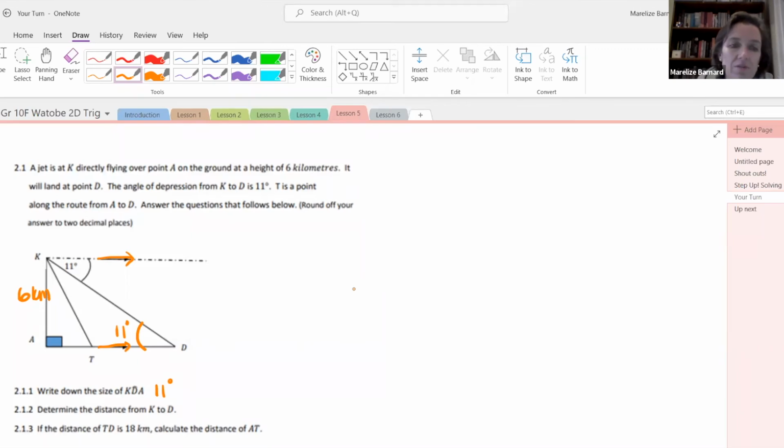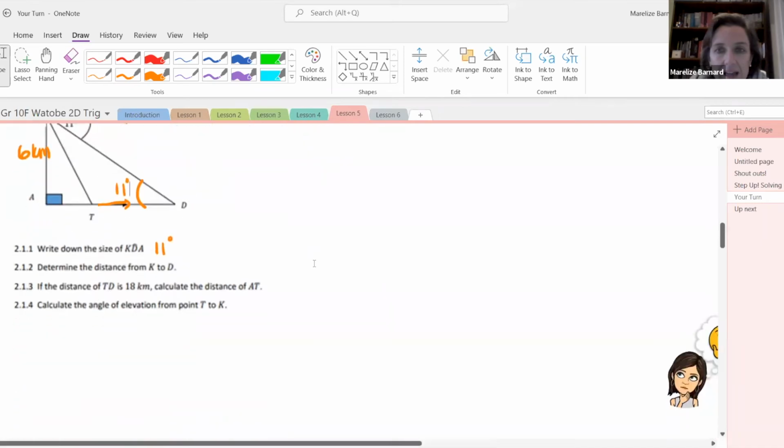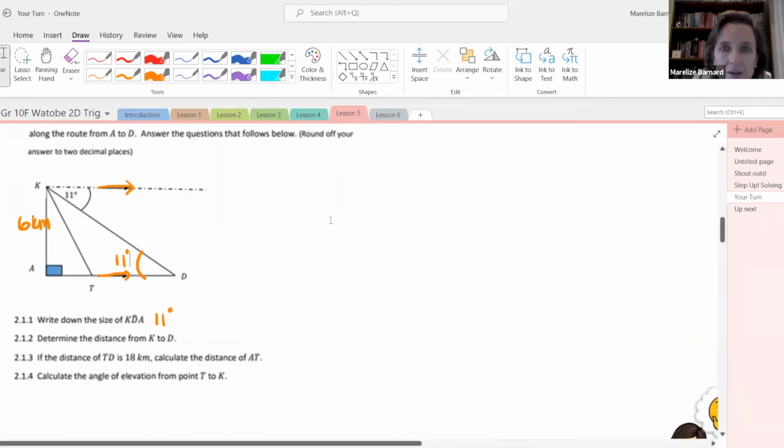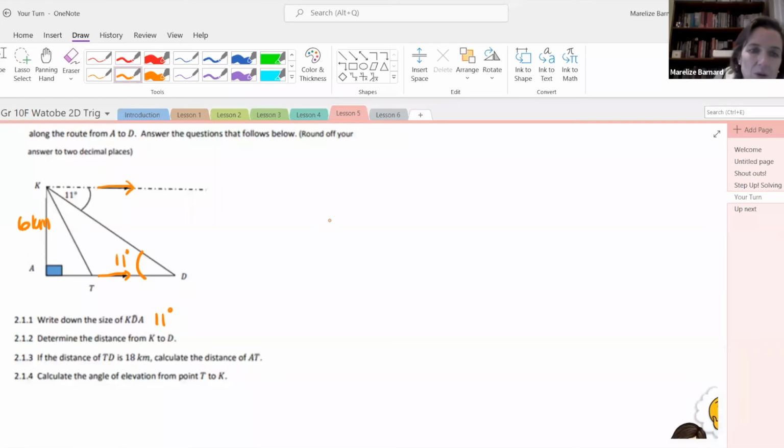Okay. T is a point along the route from A to D. Answer the questions that follow below. So determine the distance from K to D. So from K to D, let's work it out now. Someone's saying AT. Yeah, let's wait a little bit. Let's go one by one. We are now solving for the distance from K to D. Put in the chat for me, which trigonometric ratio are we going to use to solve KD?